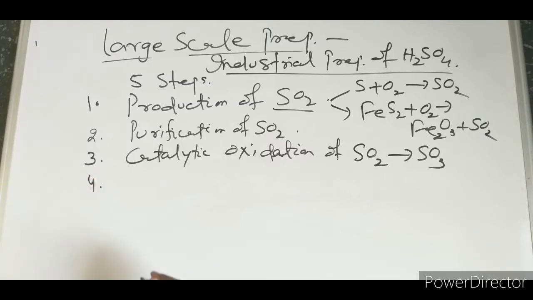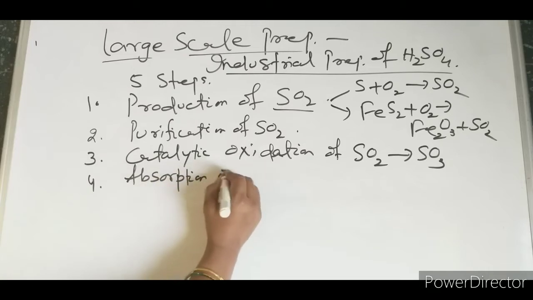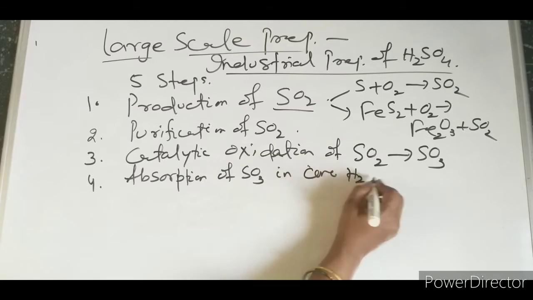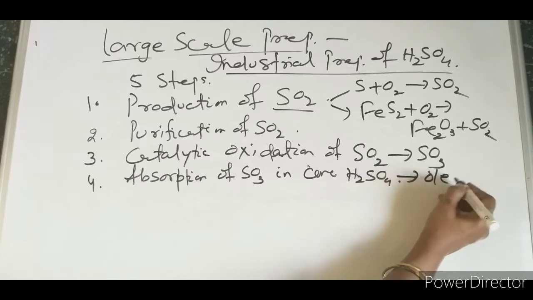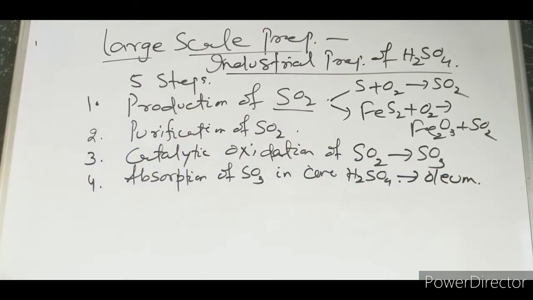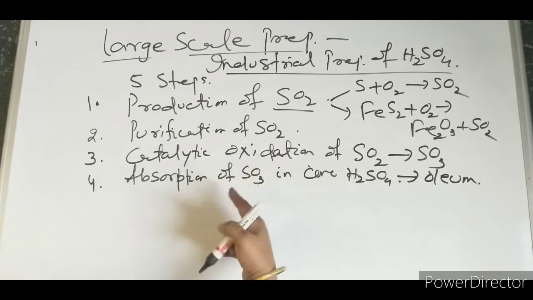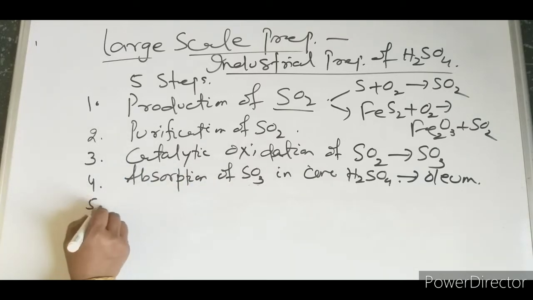The fourth one will be absorption of SO3 in concentrated H2SO4, converting it to oleum. We will see why SO3 is not directly added to water, as in the equation we saw, but rather we take concentrated H2SO4 to get the product oleum.